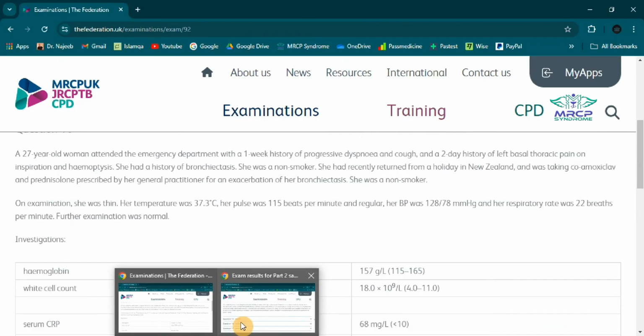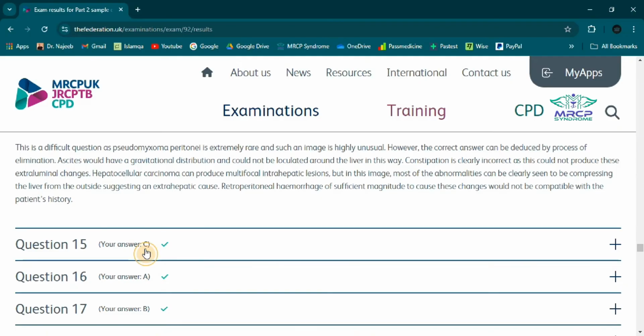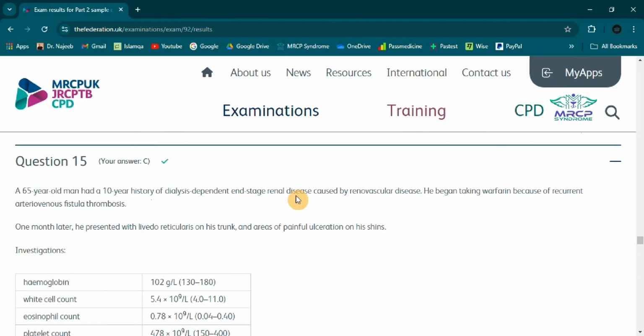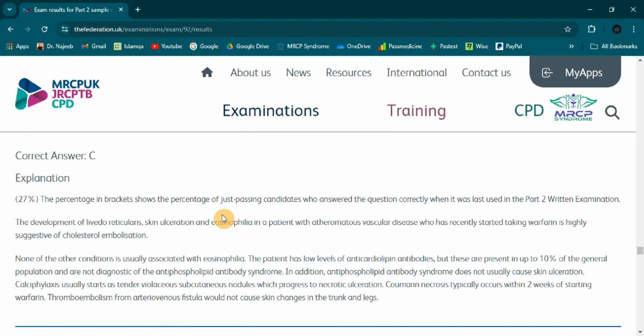And cholesterol embolization is very important for the exam. You will get at least one question in every sitting. The development of livedo reticularis, skin ulceration, and eosinophilia in a patient with atheromatous vascular disease who has recently started taking warfarin is highly suggestive of cholesterol embolization. None of the other conditions is usually associated with eosinophilia.